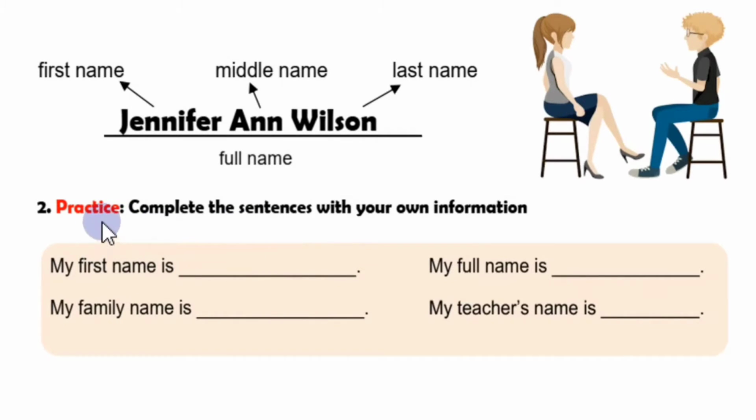Anyways, here's a practice. Complete the sentences with your own information. My first name is... My family name is, or my last name is, whatever. My full name is... And my teacher's name is Hamid. You can call me Hamid. Okay.